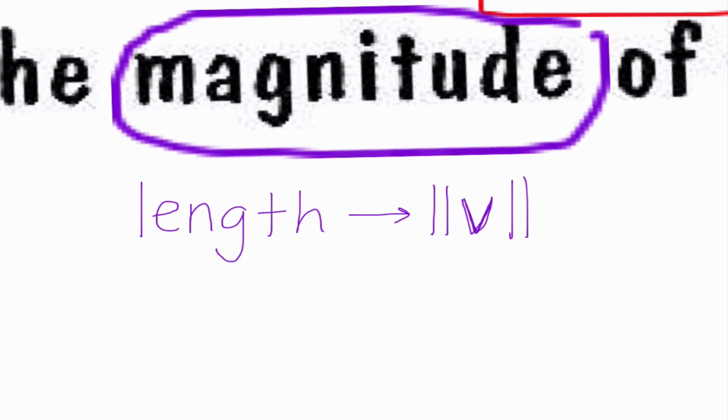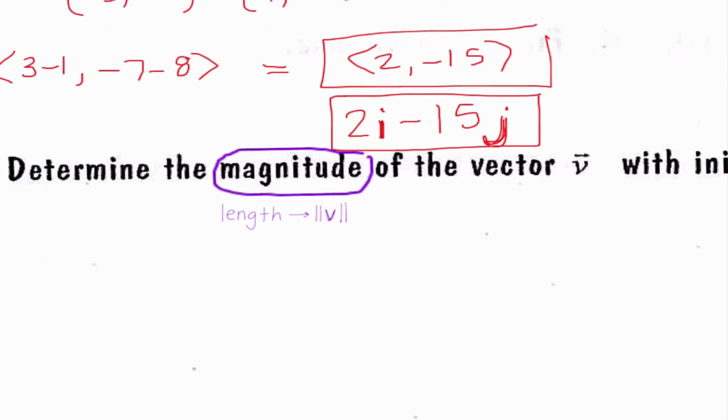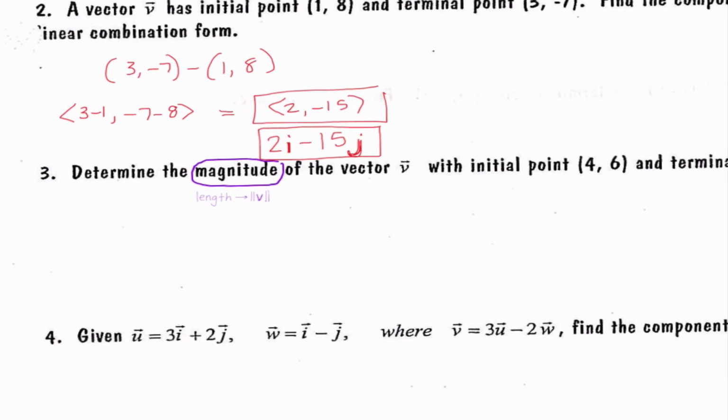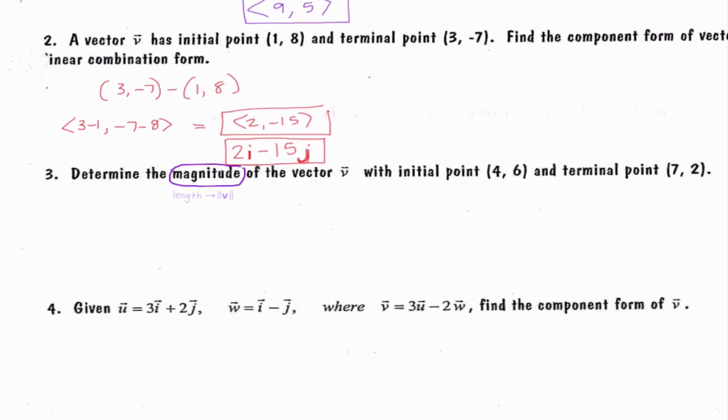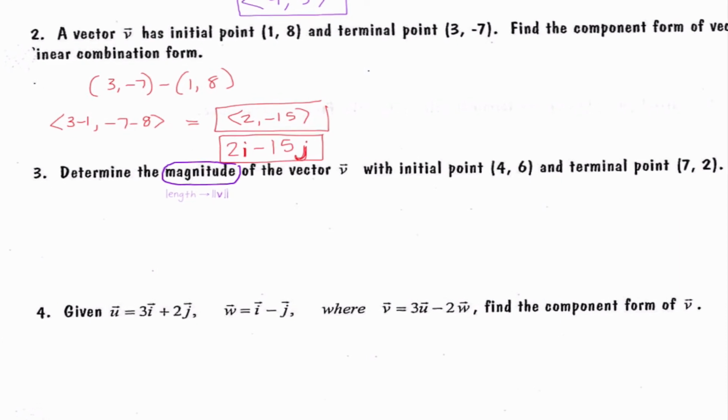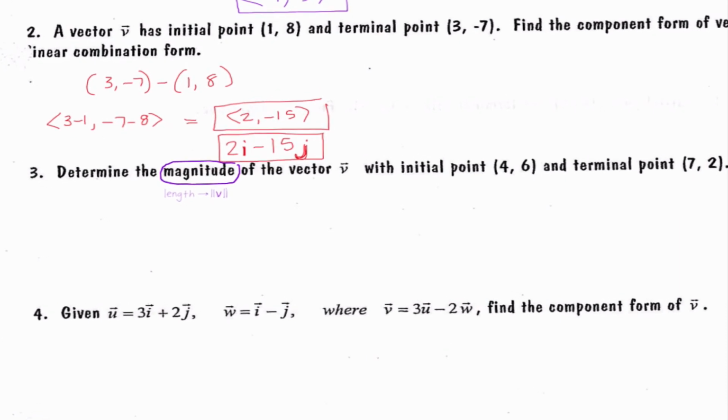So some of you may have been wondering up to this point, yeah, this is great and all, but why are we doing this in this chapter? How does this connect to dealing with triangles? And we're going to see that in this particular problem. So they give us the initial and the terminal. They do not give us any other information.